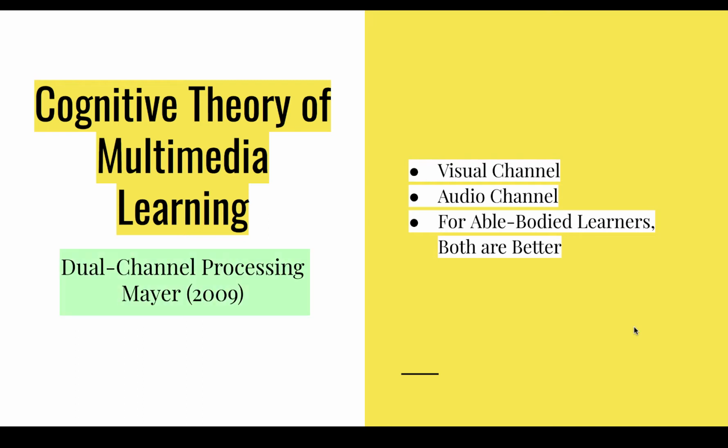Richard Mayer talks about dual channel processing, which is based on the assumption that learners can learn from visual input and audio input. For able-bodied learners, we learn best from words and audio coordinated together rather than words and audio alone. Let's look at an example with only words and graphics.